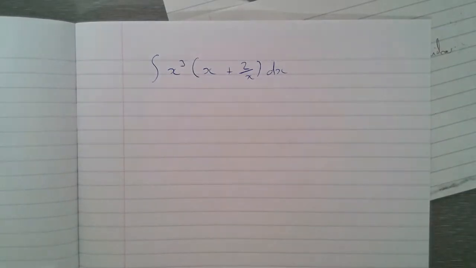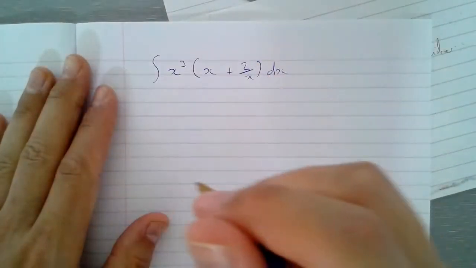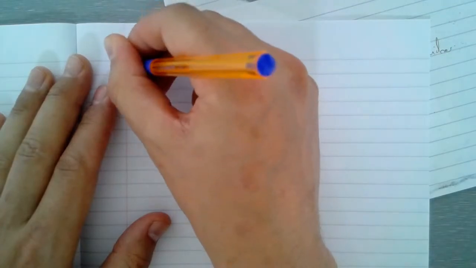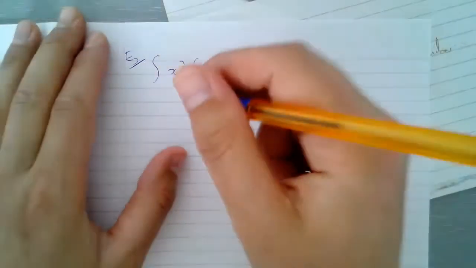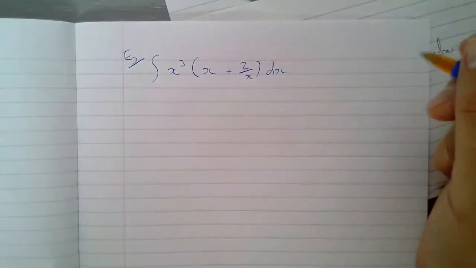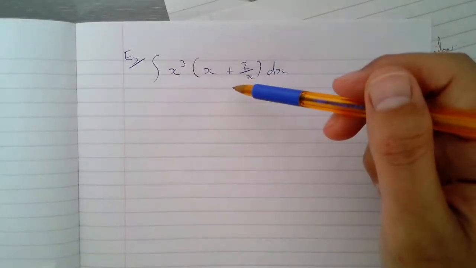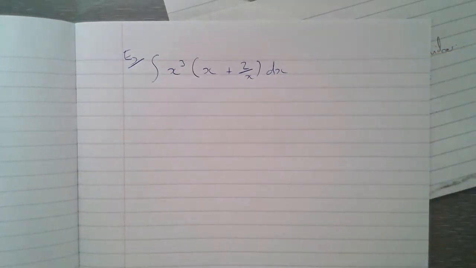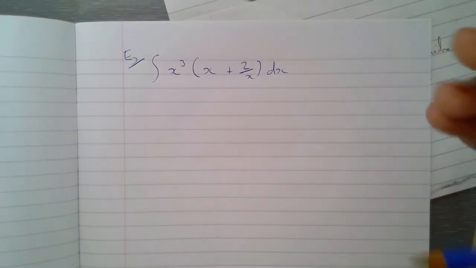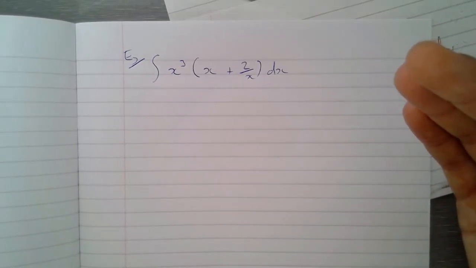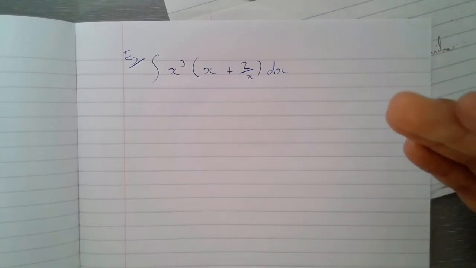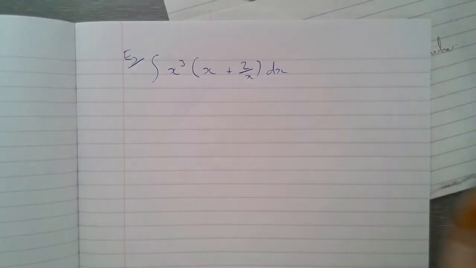So if I want to integrate x cubed bracket x plus 2 over x with respect to x, the first thing to do with these is to try and get rid of any of these products. The products make things more difficult. If we can have a load of functions as a sum, then we can integrate these relatively easily.